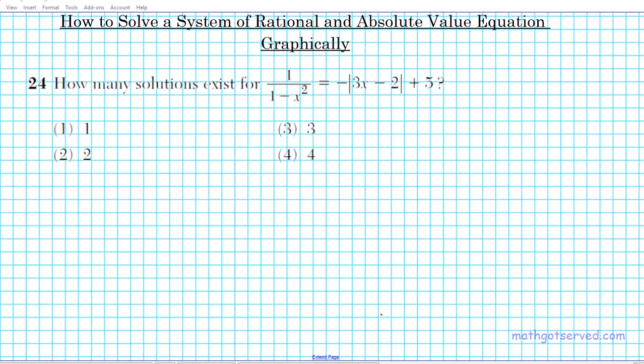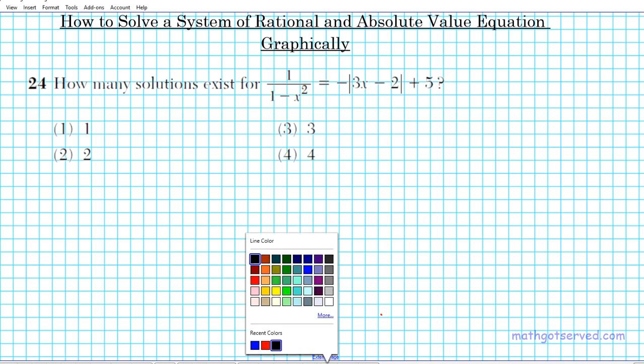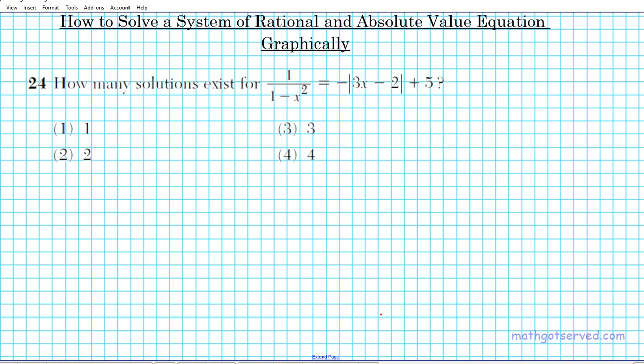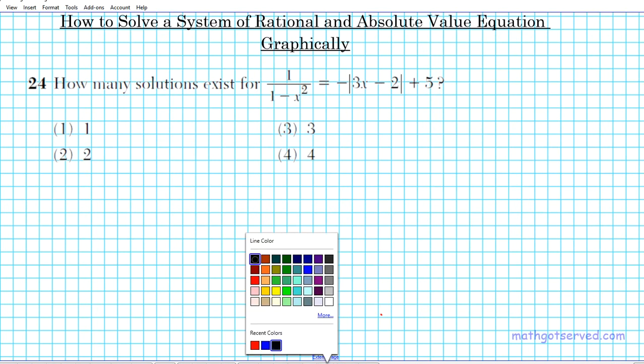All right, in question number 24, we're going to be taking a look at how to solve a system of rational and absolute value equations graphically. All right, so how do you solve systems graphically? We're going to be using our Texas Instruments TI-84 to solve this system of equations. So let me write down what a system of equations is first, and then we're going to solve it.